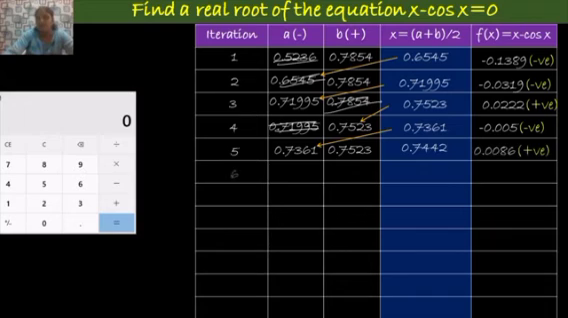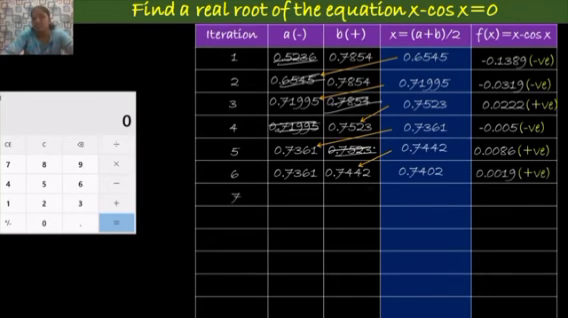So if it is positive, you have to replace the value of b by 0.7442 in the next iteration. So adding and dividing these two values you get 0.7402. At this point you get positive value. So in the 7th iteration, if it is positive, again you have to replace the value of b by 0.7402 and adding and dividing these values by 2 you get 0.7382. At this point the function takes a value minus 0.0015.